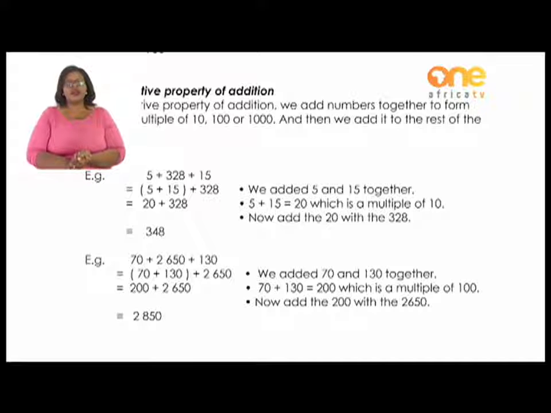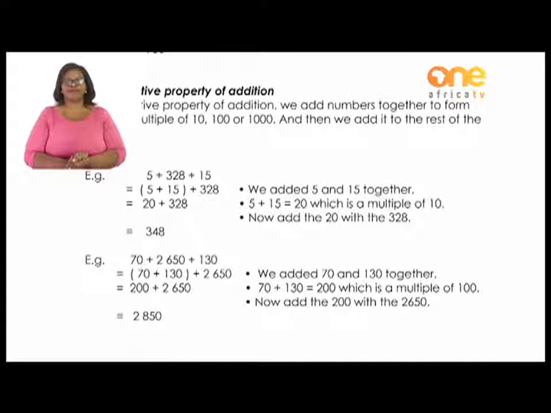Now let's go over to our examples in our book. Example 1. 5 plus 328 plus 15. Now we have to group numbers together. We try to group numbers together to give us a number which is a multiple of 10 or 100 or 1,000. So here I will group the 5 and the 15 together. As you see in our example, we put 5 and 15 in brackets plus 328. 5 plus 15, if I add it together, gives me 20, and 20 is a multiple of 10. Then we say 20 plus 328, and when I add it together, that will give me 348.